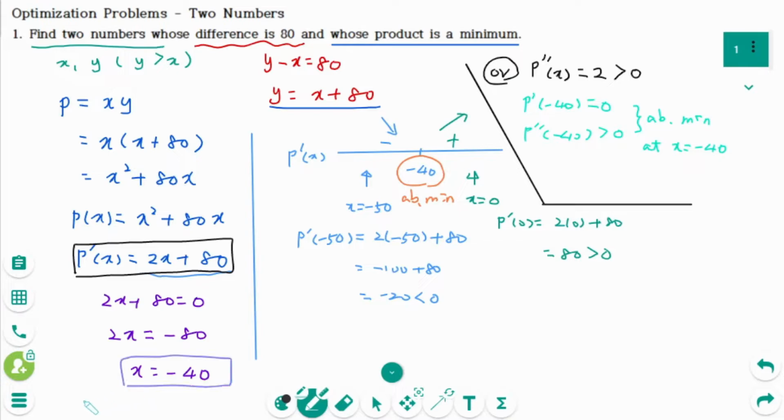When x equals minus 40, then y equals minus 40 plus 80, which is 40. So the two numbers are minus 40 and 40.